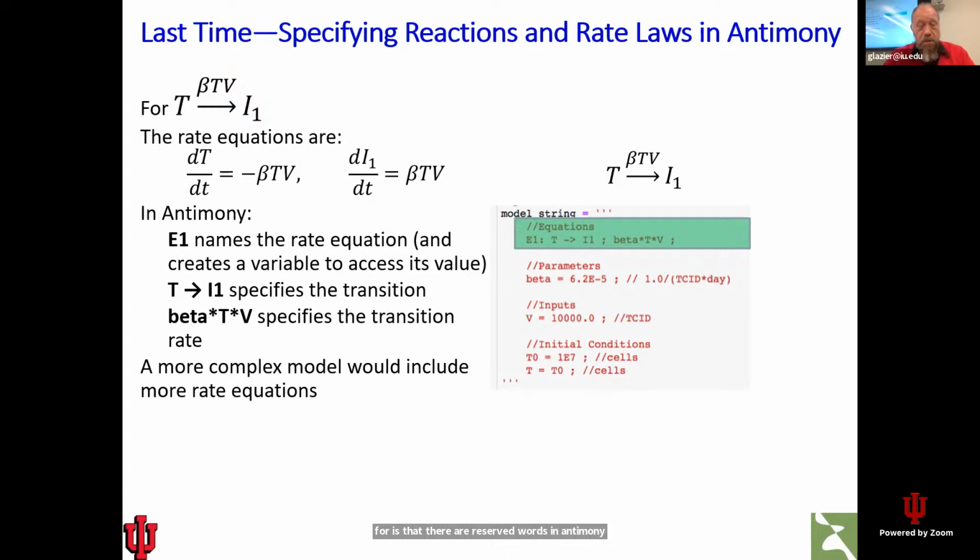The other thing you have to watch out for is that there are reserved words in antimony. Sometimes they're obvious, like don't call a variable time, because time is a reserved word. Some of them are less obvious, like gamma is a reserved word. And it won't throw an informative error. If you do that, it'll just fail. And so if you're going to use common words like beta and gamma, I recommend putting a number in the name, beta 1, gamma 1. Then you won't clobber the reserved words.